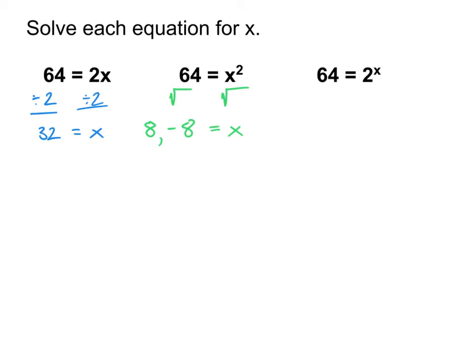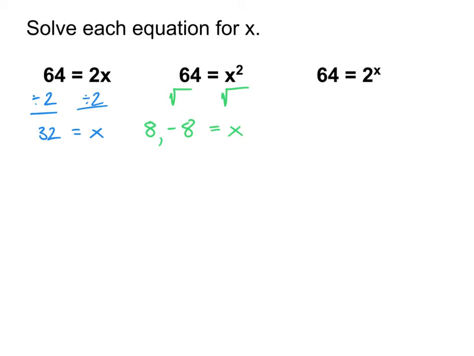Right? And then we hit our new one. 64 equals 2 to the power of x. X is in the exponent this time. Now, one way you could do it in this particular case is you actually could do a little bit of guess and check. You might actually be able to figure out 2 to the power of what is 64 because it's a nice pretty whole number.